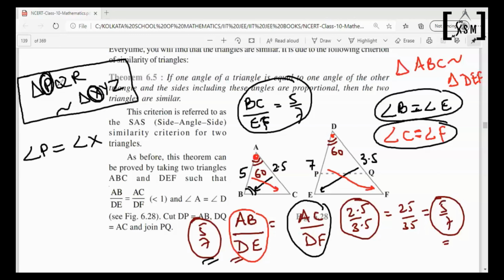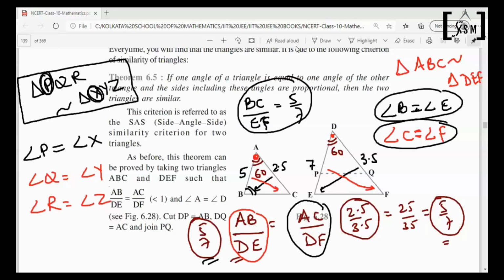If somebody says PQR is similar to XYZ, it never happens that angle P will be equal to angle Z. So angle P will always be equal to angle X, and so angle Q will always be equal to angle Y, and so angle R will always be equal to angle Z.